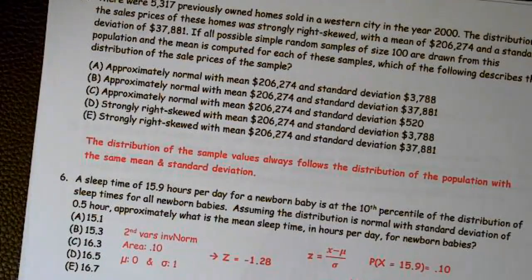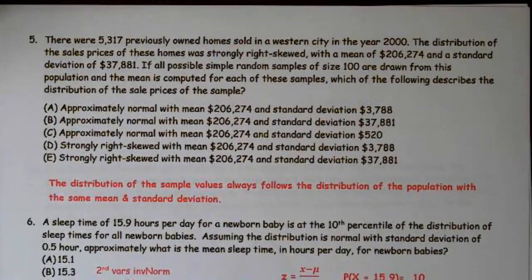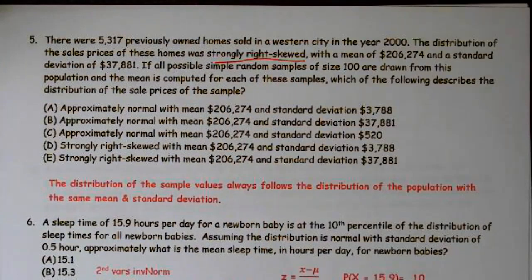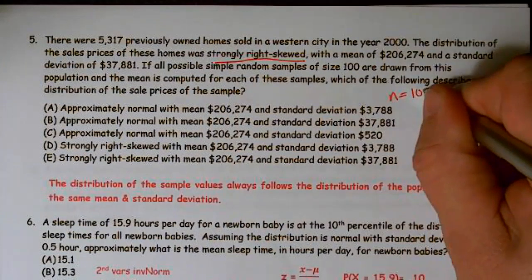All right, number 5. This is also another problem that was missed a whole great deal. 3, 4, and 5 are the most missed. There were 5,317 previously owned homes sold in a Western city in the year 2000. The distribution of sales prices of these homes was strongly skewed. All right, so we have an underlying distribution that's skewed, with a mean of 206,000 and a standard deviation of 37.8. If all possible simple random samples of size 100, so n equals 100.